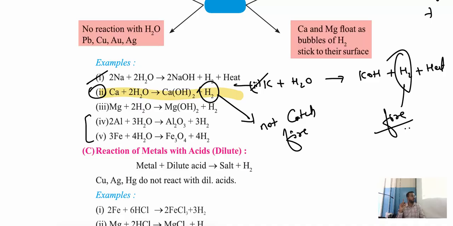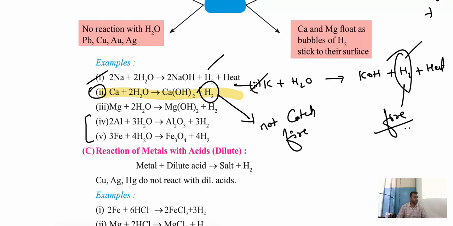Remember this important note. Sodium reacts with water, we get hydrogen gas. Potassium reacts with water, we get hydrogen gas. This hydrogen gas will catch fire. But when calcium reacts with water, we get calcium hydroxide and hydrogen gas, but this hydrogen gas will not catch fire. So this could be your give-reason question.